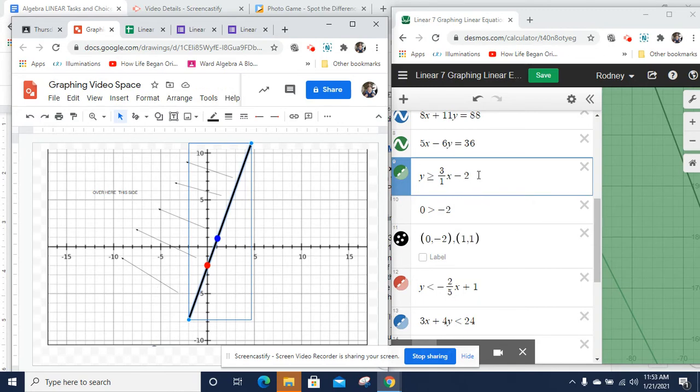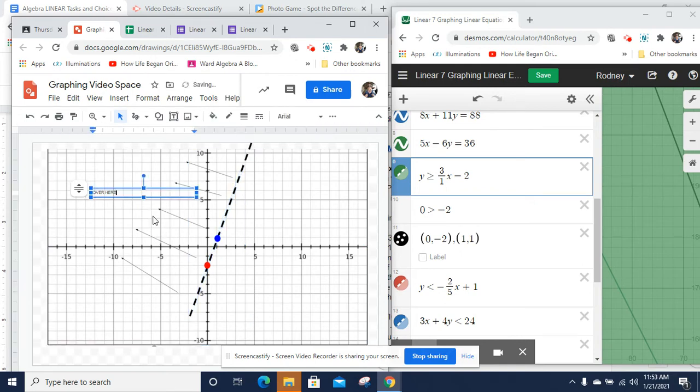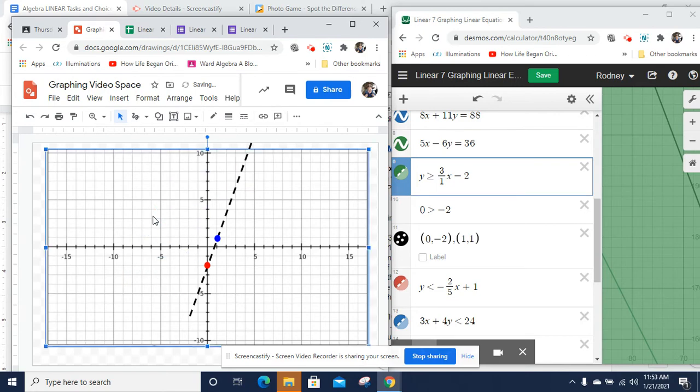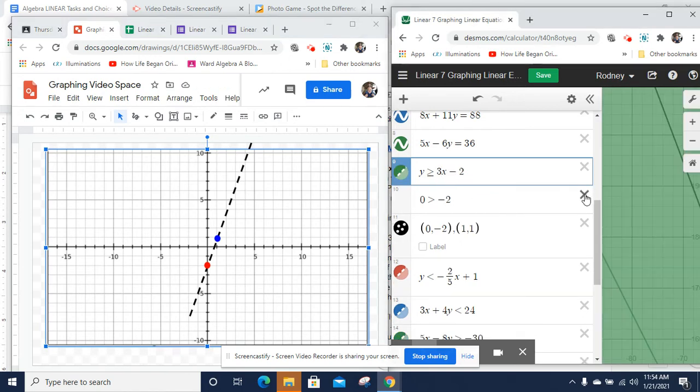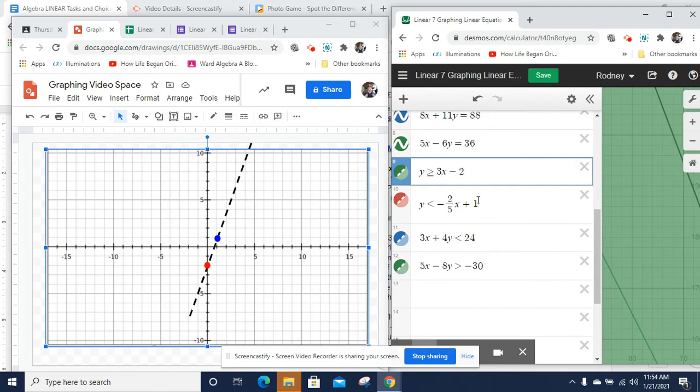Let's take a look at another one here. Let me undo some stuff. Okay, now I'm going to take a look at this next one. Get rid of some stuff that's distracting. Let's look at this one. Y is less than negative 2/5 x plus 1.